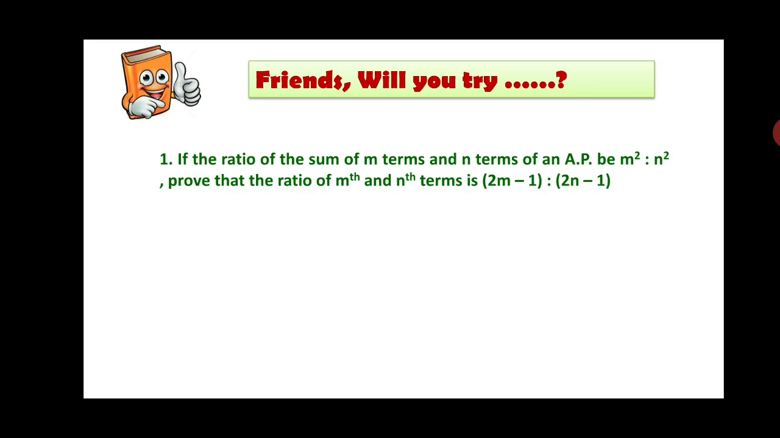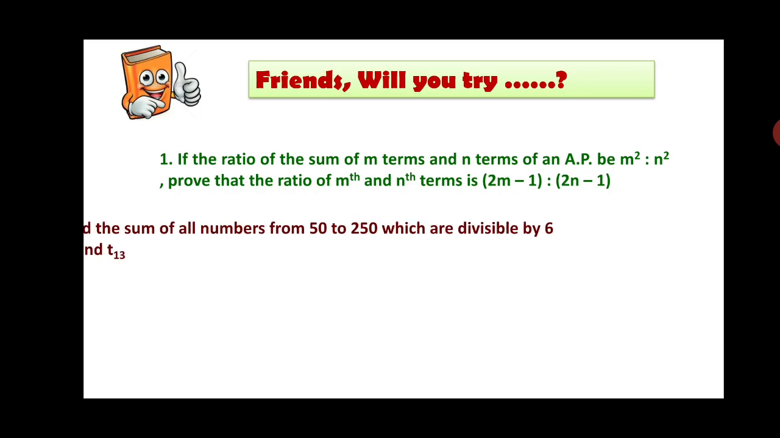If the ratio of the sum of the m and n terms of an AP be m square is to n square, prove that the ratio of the mth and nth terms will be 2m minus 1 in one bracket as to 2n minus 1 in the other bracket.